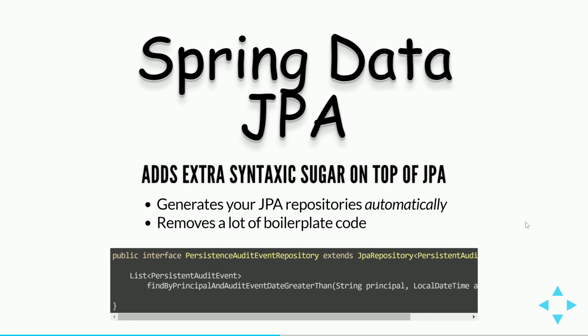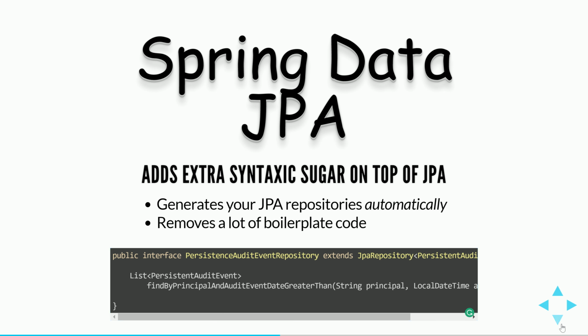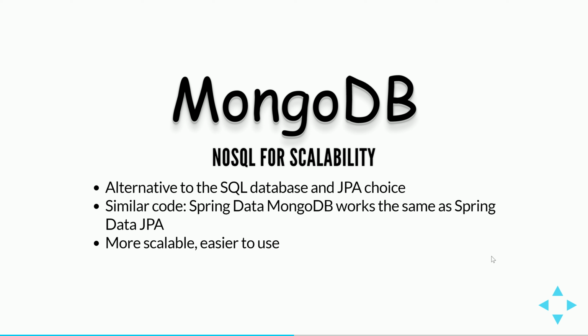So about Spring Data JPA, it adds extra syntactic sugar on top of JPA, which generates JPA repositories automatically and removes a lot of boilerplate code for you. This is a particular example that you can look into. And about MongoDB, which is a NoSQL format for scalability, an alternative to SQL database and JPA choice.